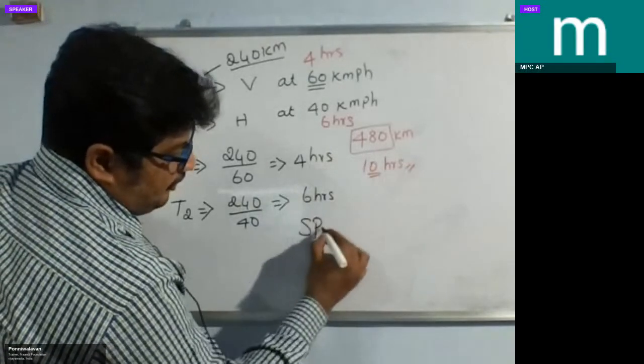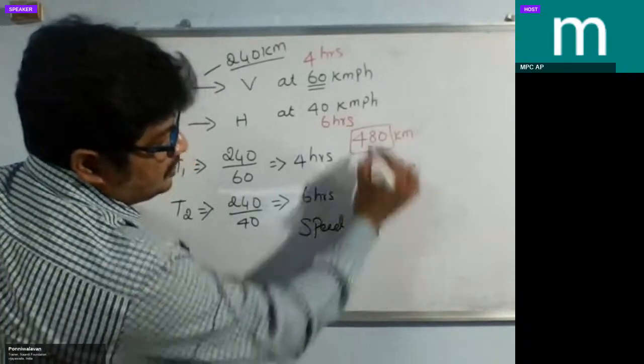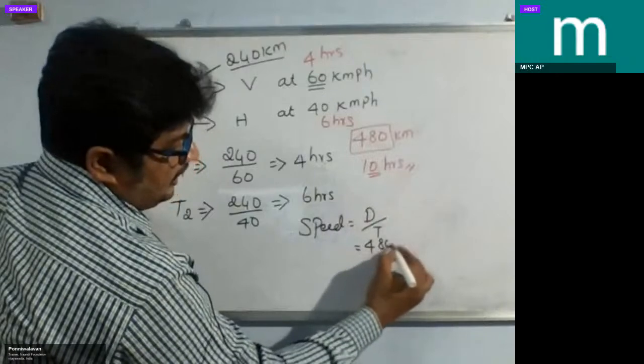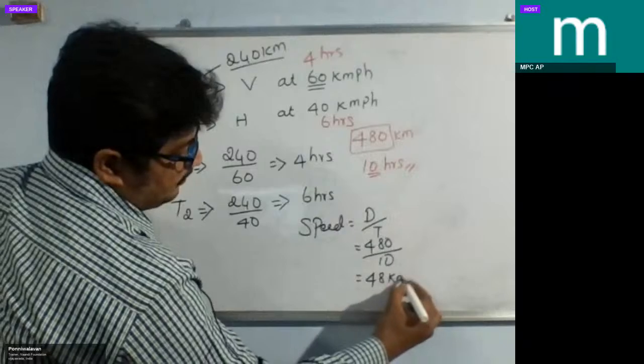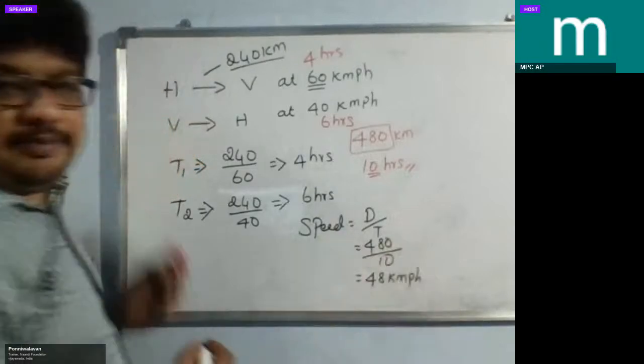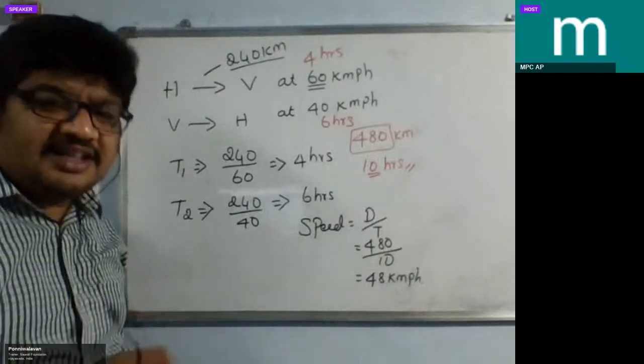What is the speed formula? Speed is distance by time. What is the total distance traveled? 480 divided by 10. So what is your average speed? 48 kilometer per hour.